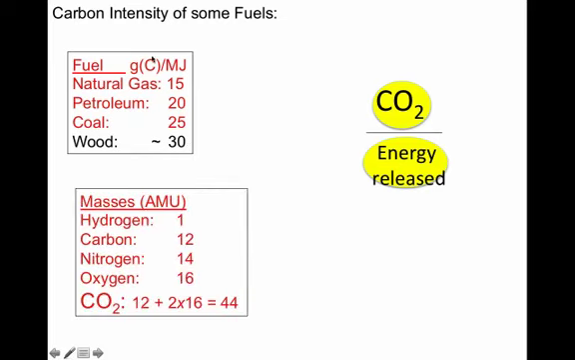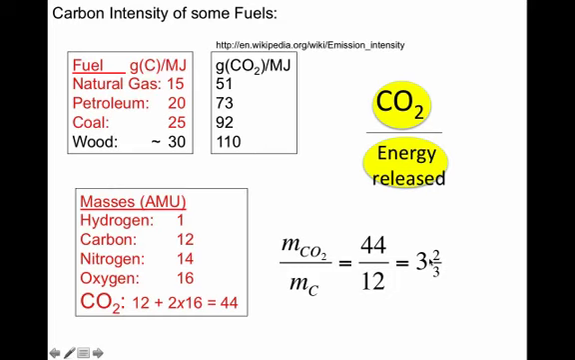What if we wanted to know about carbon dioxide? Well, we know the masses of these different elements, and we can add up the mass of carbon dioxide and get 44 grams as opposed to the 12 grams of carbon. That ratio is 3 2/3. So if this is the emission of carbon per megajoule, by multiplying by 3 2/3, we can get the emissions in grams of carbon dioxide per megajoule. So 51, 73, 92, and 110.